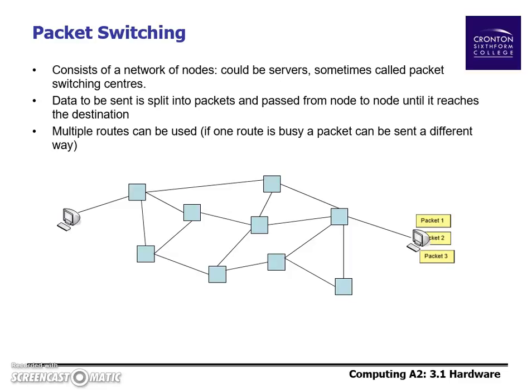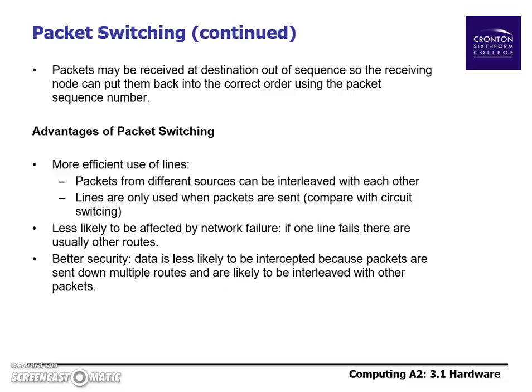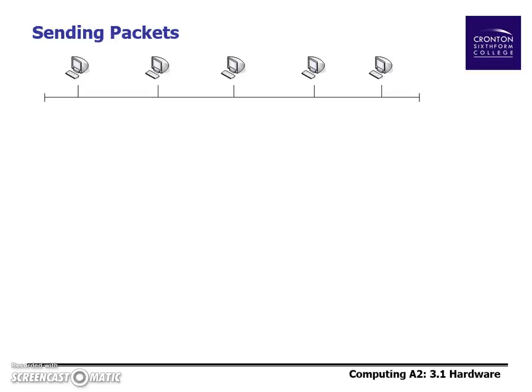If one line fails, there are usually other routes. So if we have a look here, if the line that packet 2 went down failed, there would be a different route for it to take, because packet 1 and packet 3 took a different route than packet 2. And there's better security. Data is less likely to be intercepted because the packets are sent down multiple routes and less likely to be interleaved with other packets.